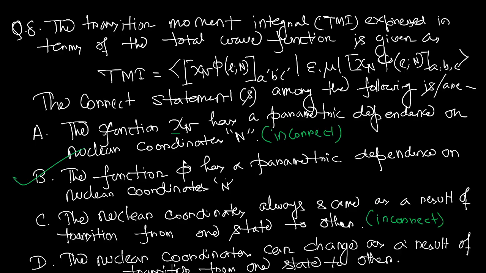If there are any questions you can ask. And the last option says the nuclear coordinate can change as a result. That is the thing that I discussed here. Once we excite, it goes to a state which is vertically upward from the current state, but from there it will roll down to the minima, and the minima structure may not be the same nuclear coordinate.